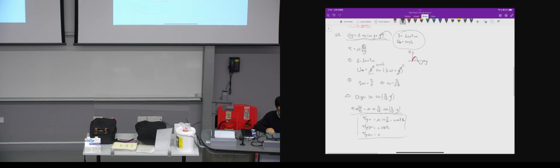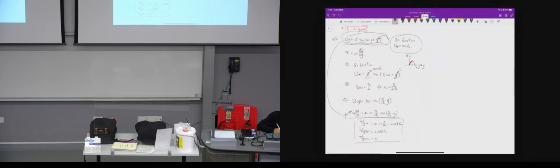So these are the answers. For this question, the only difficulty I think is how to find out this velocity profile. So you need to convert it from this to this.